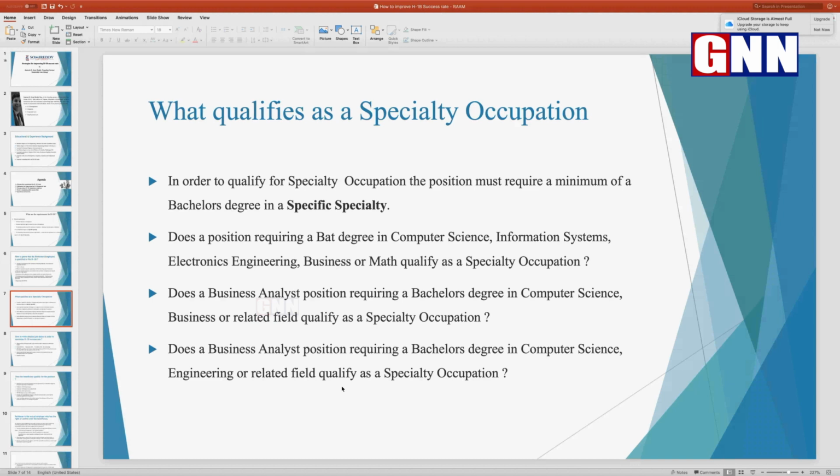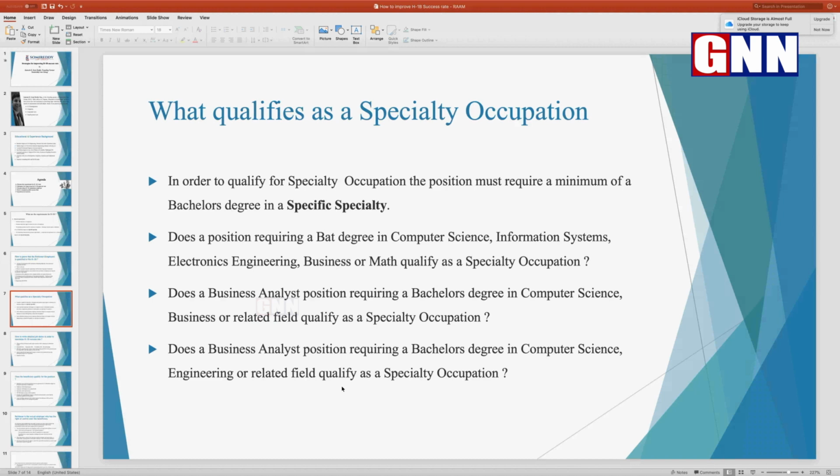So for example, if you have a position that requires a bachelor's degree in computer science, information systems, electronics engineering, business or math, it will not qualify for specialty occupation, because there is no relationship between computer science and business or math, right? So unless it's in a specific field, it will not qualify for specialty occupation.